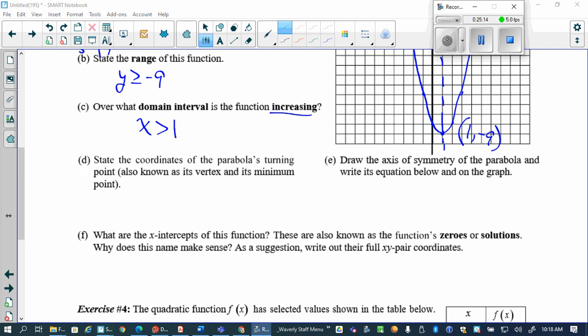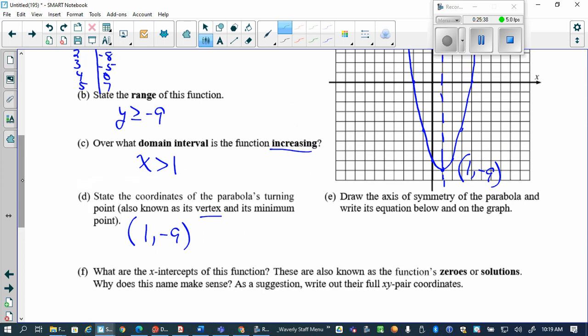All right, so part A, state the coordinates of the parabola's turning point. Well, we already did that, right? The vertex. It's in the graph. What are the coordinates of that vertex, everybody? 1, -9. And part A also said draw the axis of symmetry. We did that, right? It goes through the vertex. And write the equation. What was the equation of that axis of symmetry?